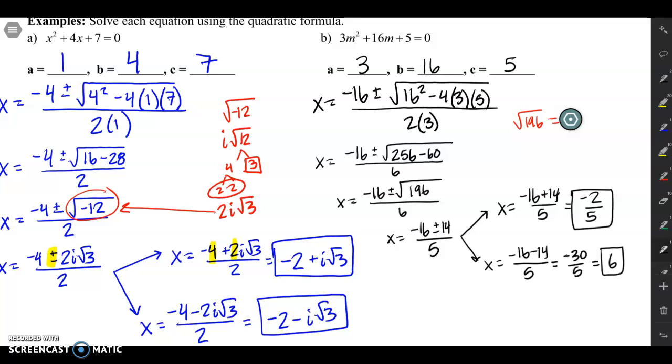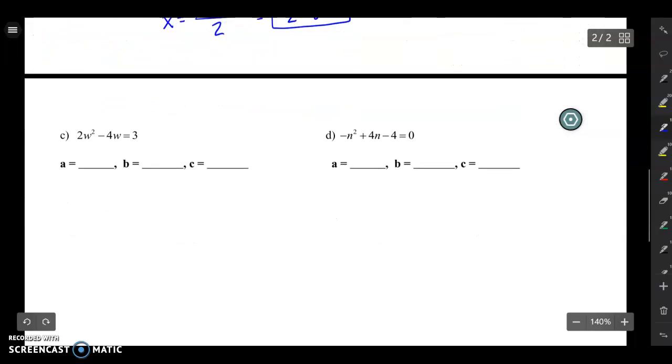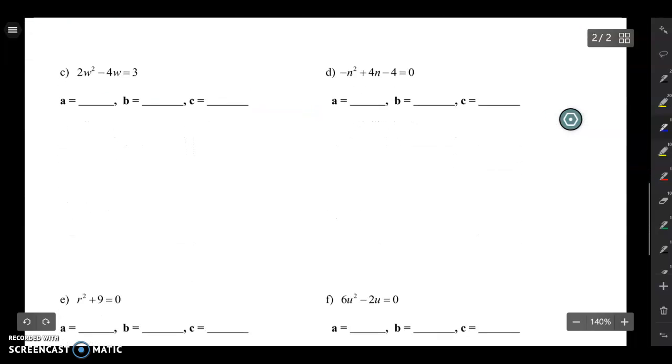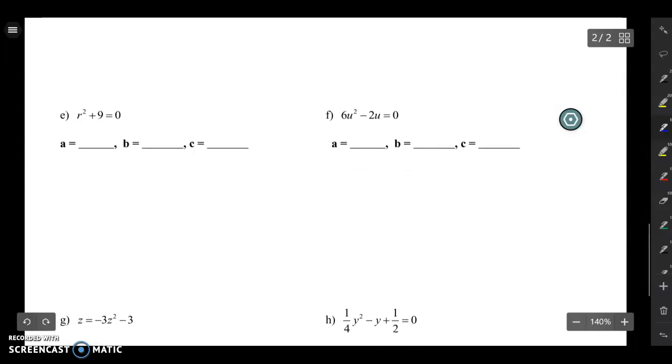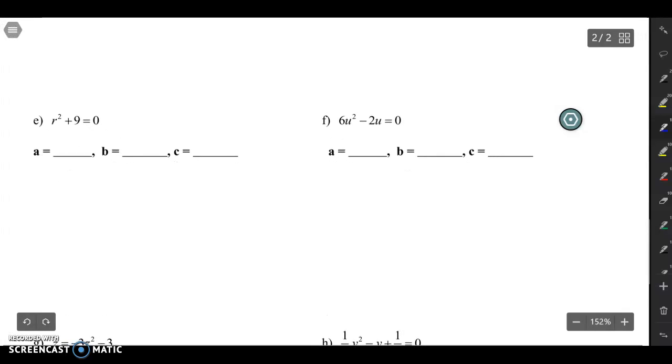and 6. Okay. This example we just did is actually one that you could have done with factoring, but sometimes it's nice to use the quadratic formula if you prefer that. Okay. Let's do one more example. I want to do this one down here, E. Actually, let's do F.